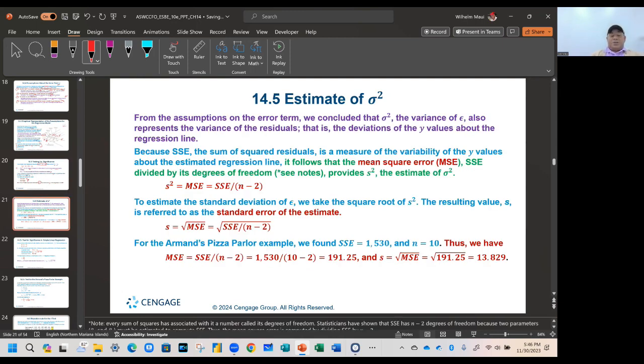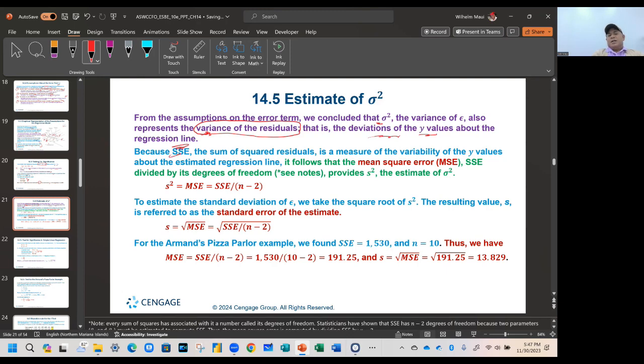So again, this is where the discussions we had earlier come in: if we get comfortable with using mathematical notations, then it makes it easier for us to discuss statistical equations. From the assumption on the error term, we conclude that the variance also represents the residual. So this is an important definition, no? Your variance is also your residual. That is the deviation of the y values about your regression line, yes?